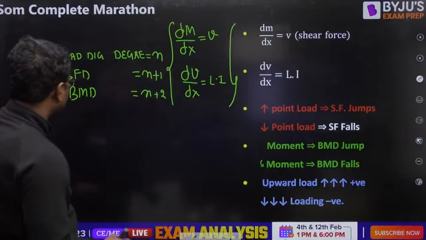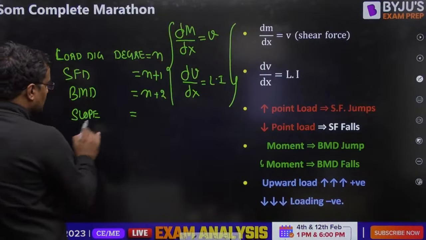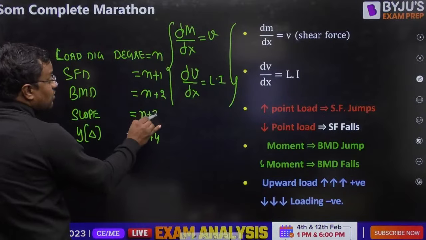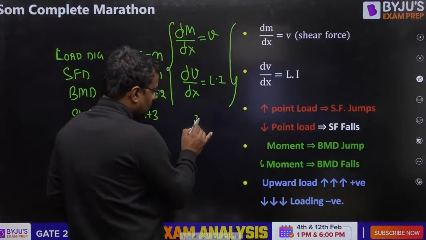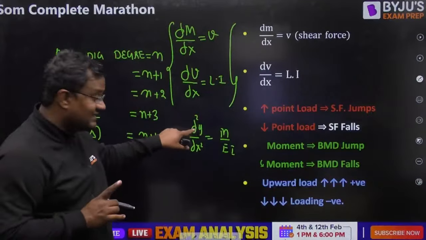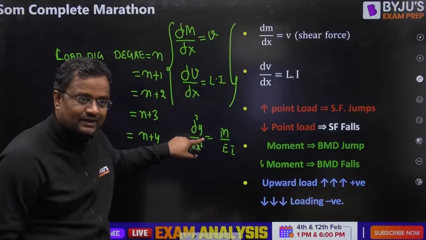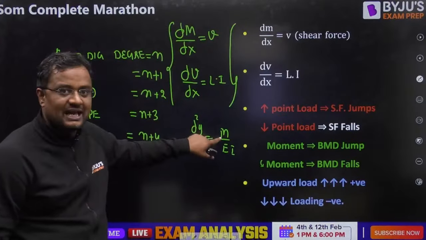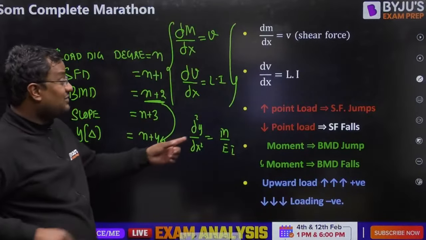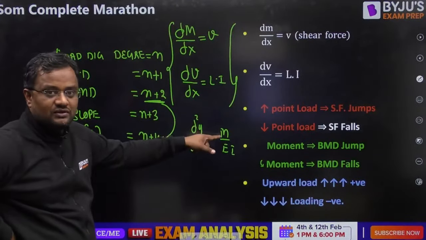Now here, guys, what is the degree of slope? What is the degree of deflection? Can anybody tell me? This is n plus 4, n plus 3. How, sir? Because Dheeraj sir will be telling you that d²y/dx² is M by EI. That means differentiating y, the deflected curve, 2 times gives M. So if the degree of M is n plus 2, then the degree of y will be n plus 4, reduced by 2 times.